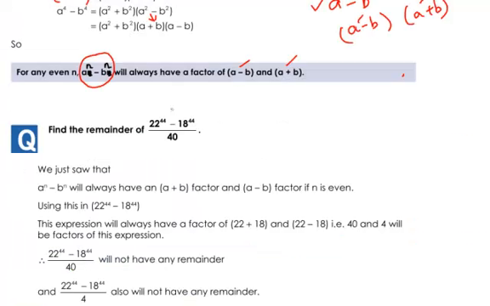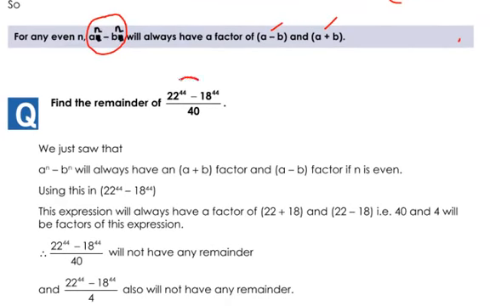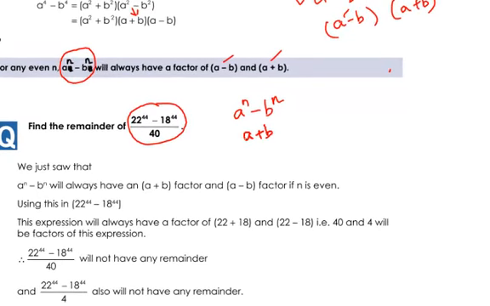So now let's make use of this concept and see if we can find the remainder of this expression, that is 22 to the power 44 minus 18 to the power 44 divided by 40. As we just now saw, a power n minus b power n will always be divisible by a plus b and a minus b if n is even. That is what we just now saw.